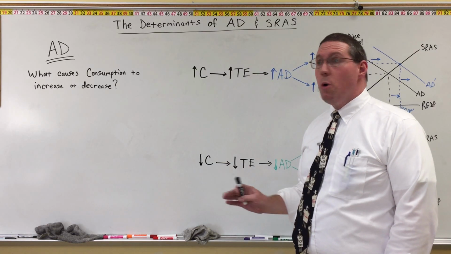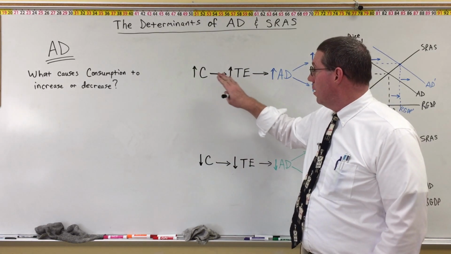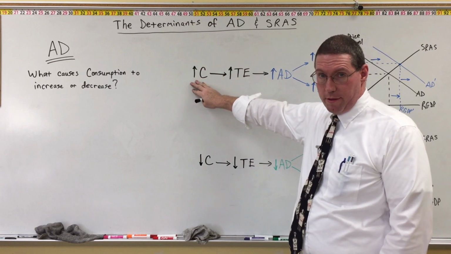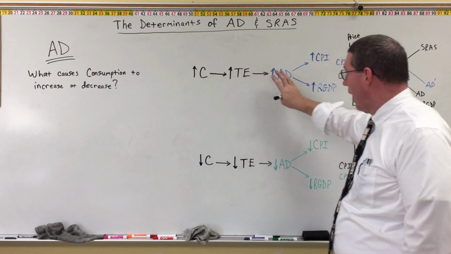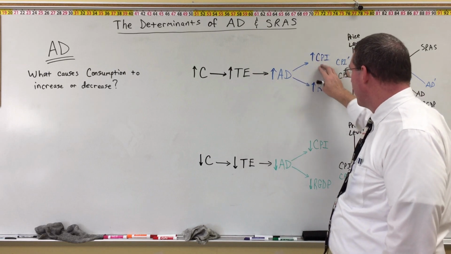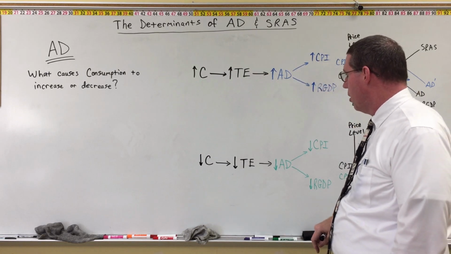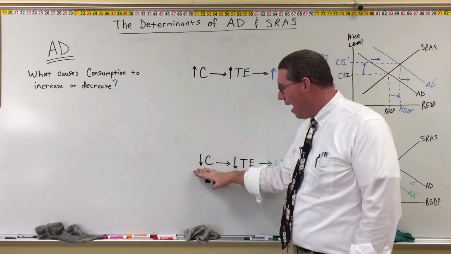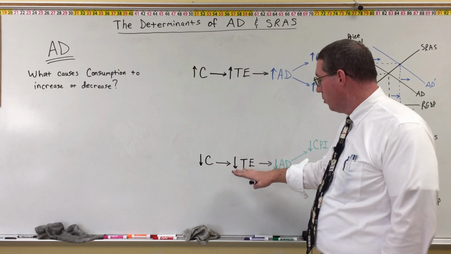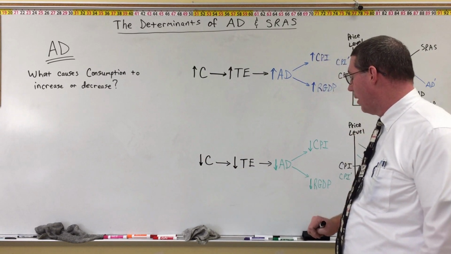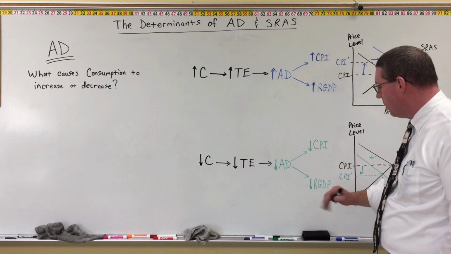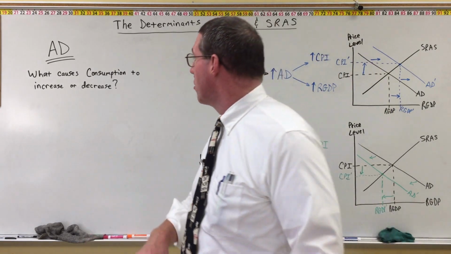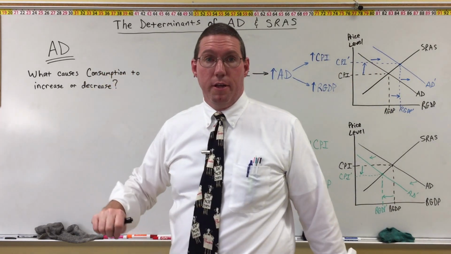Okay, so we know that total expenditure will increase if consumption increases. And that will then result in aggregate demand increasing, CPI increasing, and real GDP increasing. We also know that the reverse will happen. If consumption goes down in the economy, then total expenditure will go down and aggregate demand will go down, which will then result in CPI and real GDP going down. But what causes consumption to increase or decrease?